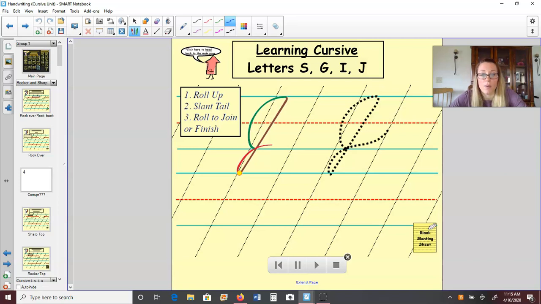So again, you see we're going to start at the bottom line, and we're going to do a roll up, and we go to the very top line. So I'm going to roll, it's very skinny, up, and then a slant tail. This is where your paper should be slightly slanted in front of you, and when you slant, you want to keep it straight, and then the tail means we're going down below the bottom line. And then we're going to do the roll, so it's like a little belly to the left. And then this is where we do that ending stroke, or we would join it into another letter.